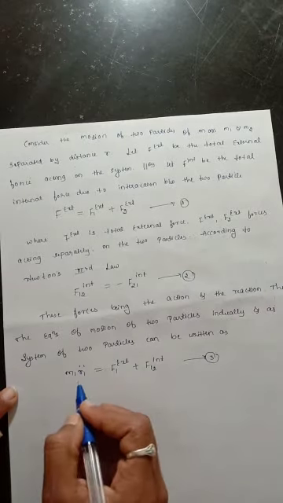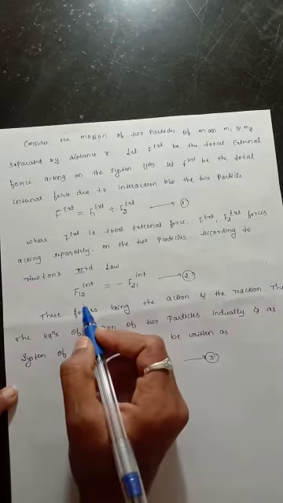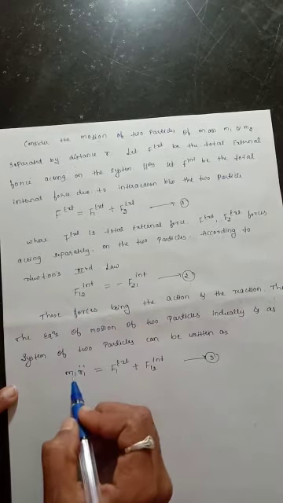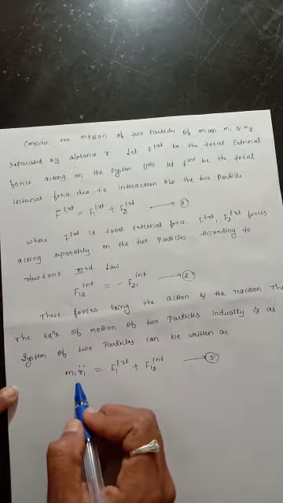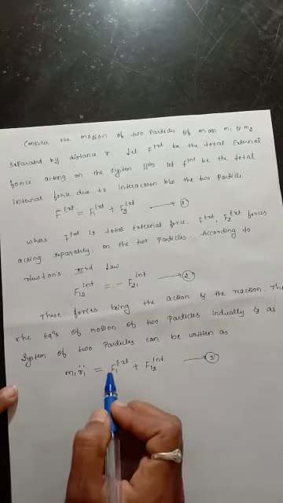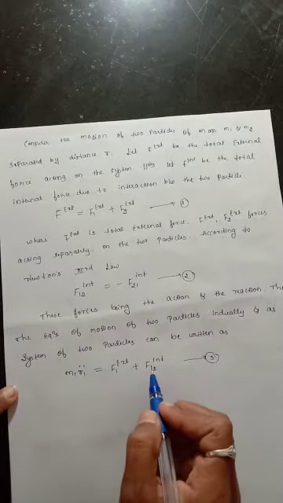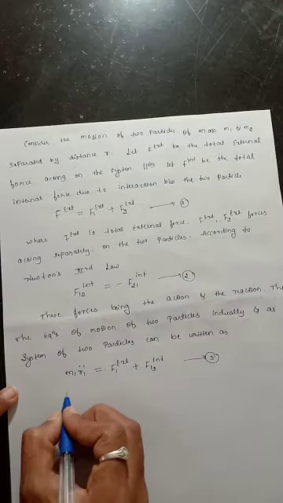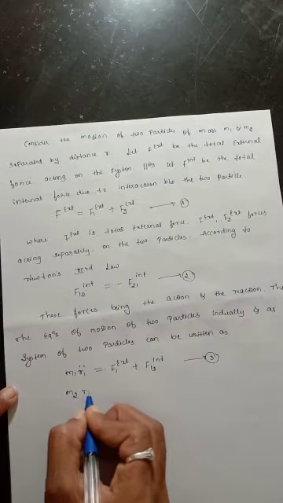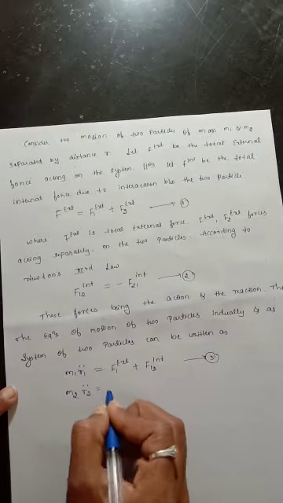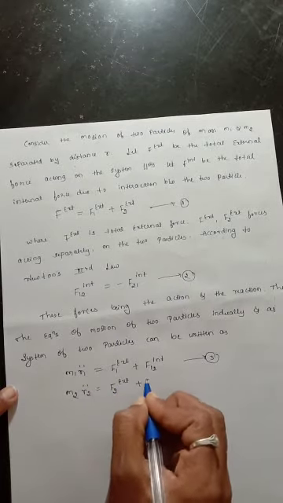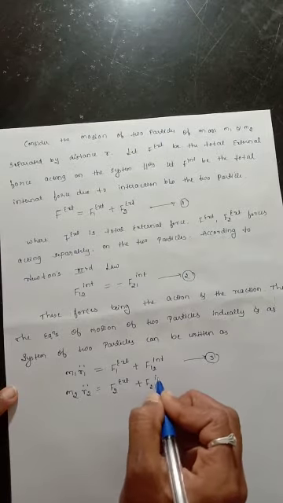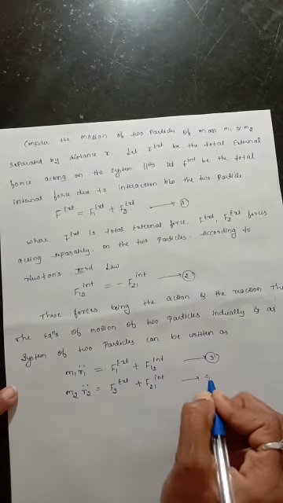See here, m1 r1 double dot means what? Force F equals m a. m is as it is, and acceleration a equals r double dot. So for the first particle, m1 r1 double dot equals F1 external plus F12 internal. Similarly for the second particle, m2 r2 double dot equals F2 external plus F21 internal. This is expression number 4.